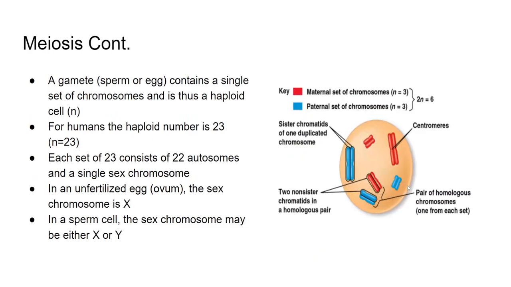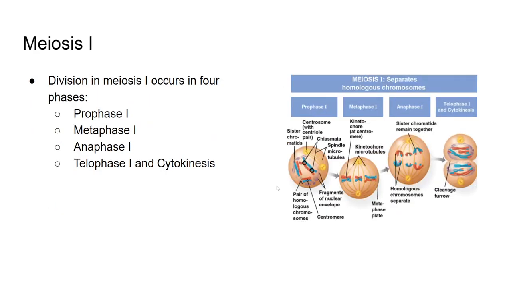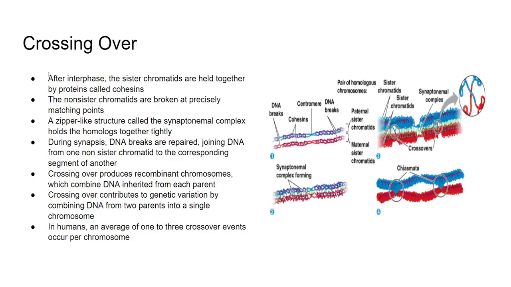So remember in the past slide, I showed you meiosis 1 and meiosis 2. This is where we get into those nitty-gritty topics. So division of meiosis 1 occurs in 4 phases: prophase 1, metaphase 1, anaphase 1, telophase 1, and cytokinesis. Prophase 1 is actually where a lot of important things happen. One of the biggest important things is referred to as crossing over, and we'll get into this. So let's talk about crossing over.